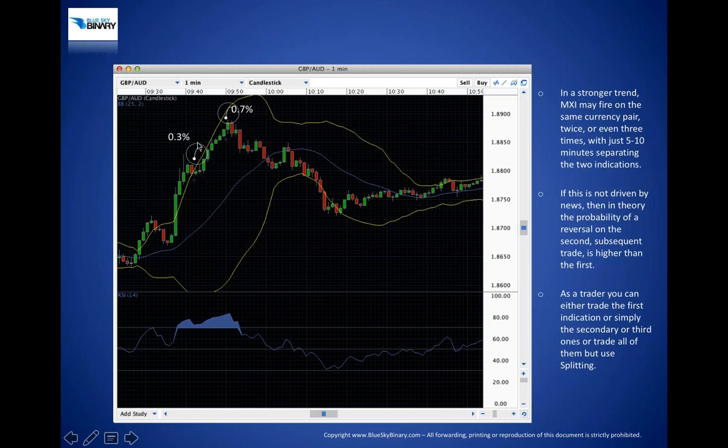So what you should basically say is that, okay, for any given MXI, I'm not going to place more than 1% of my account on the trade, whatever that means in dollar terms. And then how you distribute that 1% over any trade sequence is up to you. 0.3, 0.7 for us is a combination, but there are, of course, other permutations as well.